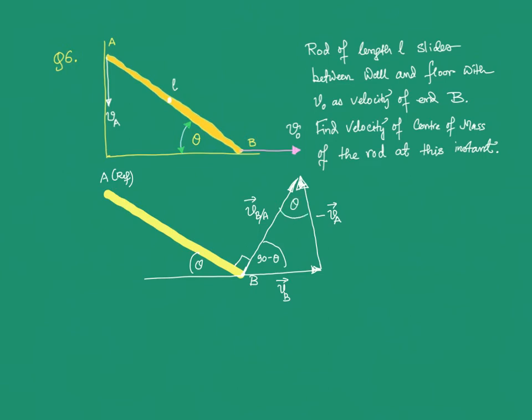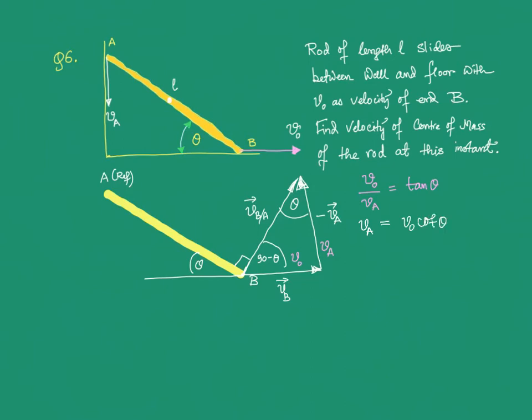Okay. Now the magnitude of this velocity is v naught and the magnitude of this velocity is vA. So v naught divided by vA is equal to tan theta. Simple geometry of the right angle triangle: v naught, this side divided by this side is tan of theta. So that means vA is equal to v naught cot theta.